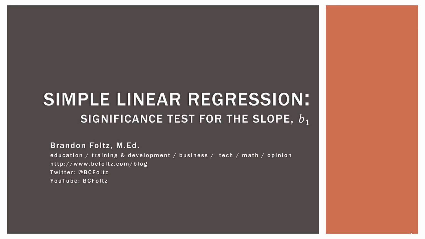Okay, so that wraps up this video about the significance test and confidence intervals for the slope of a regression line and where it all comes from, visually speaking, and from the software and the math, so you can understand where everything fits together.